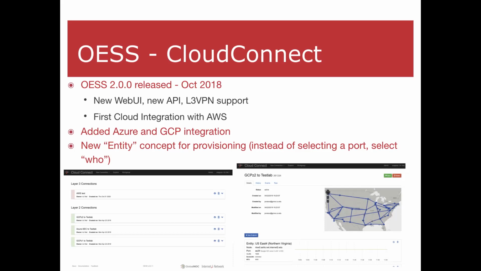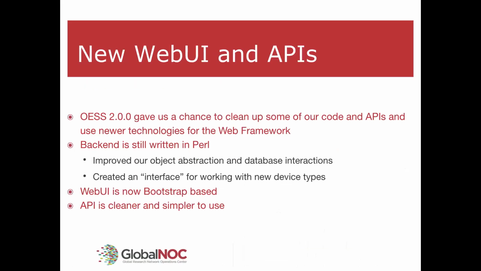And we also included our first cloud integration with AWS. Obviously, since then, we've added in Microsoft Azure and Google Cloud Platform integrations as well. So I know lots of people have been deployed and used those services. And we also have this new entity concept for provisioning. Instead of selecting an individual port, you select who you want to provision to.